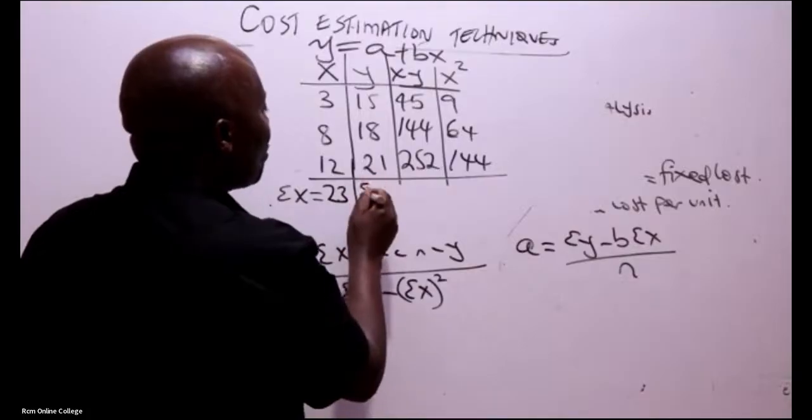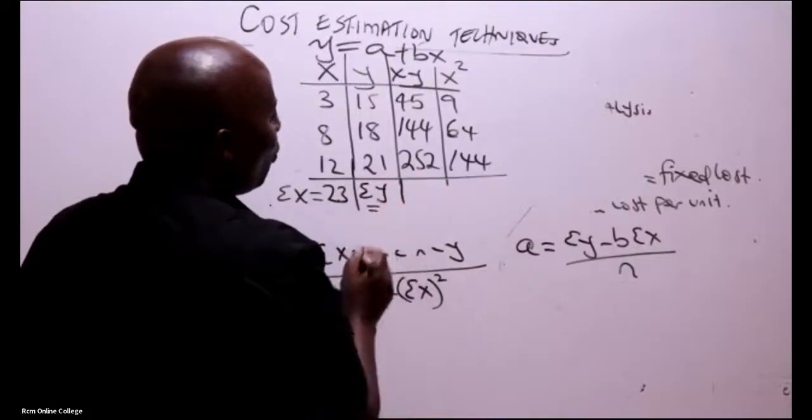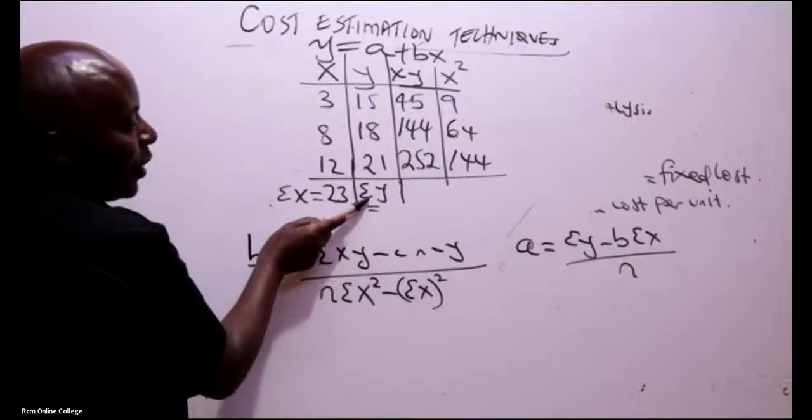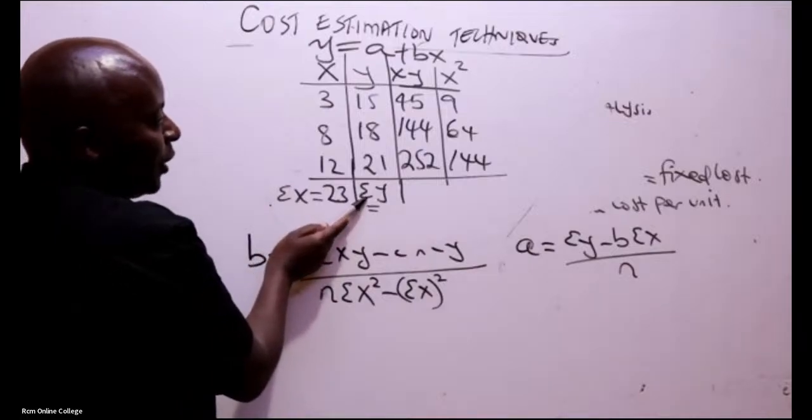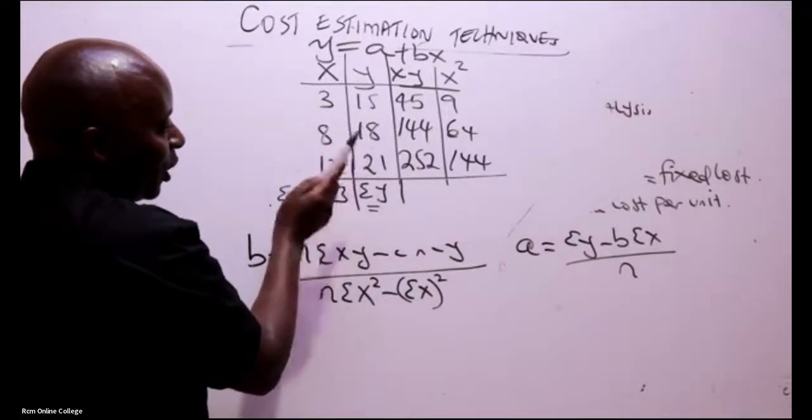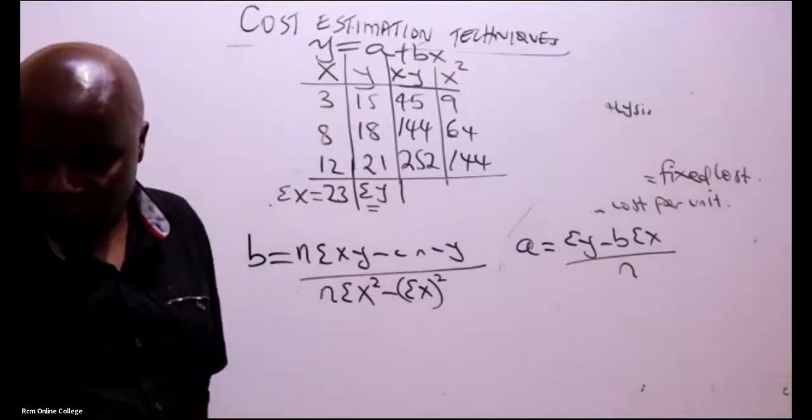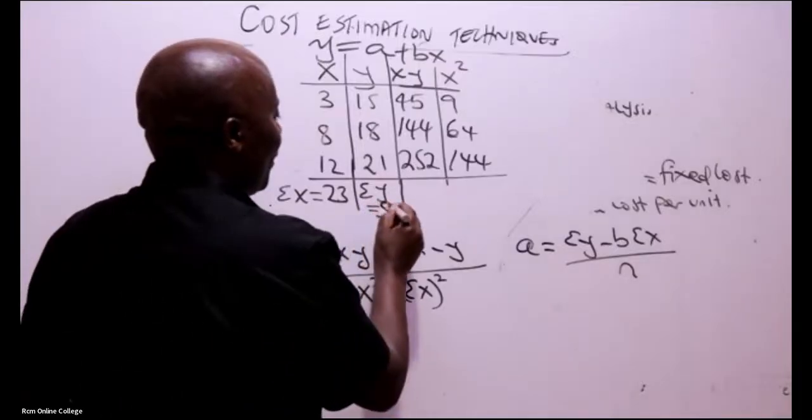How about the summation of y? Please add everything and write what I'm writing here. The summation of y, it's important. So this will be 15 plus 18 plus 21, which will end up giving us what figure? 54.